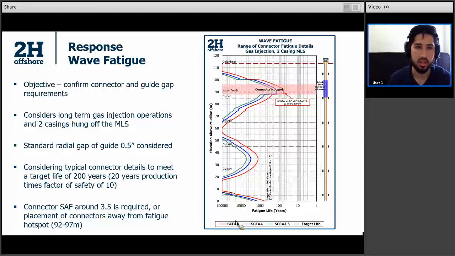And we can see that we need a stress concentration factor of around 3.5 to meet that if we wanted to specify it loosely. Or if we wanted to specify it more accurately, maybe down the line an installer might think about just placing a connector away from this hotspot location, which is around 92 to 97 meters.